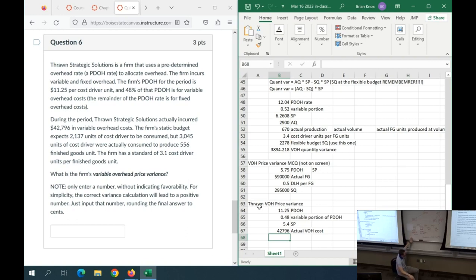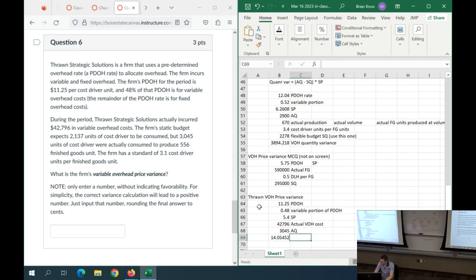I didn't give you an actual price, which is what we're going to need for the price variance. But I gave you the overall amount in the box, 42,796, and I said we used an actual quantity of 3,045 to get that. And so we can derive what the actual price effectively is from that. So 3,045 is our actual quantity. And that means that 42,796 divided by 3,045 gives us our actual price. And our actual price is $14.05 effectively, rounding it off.